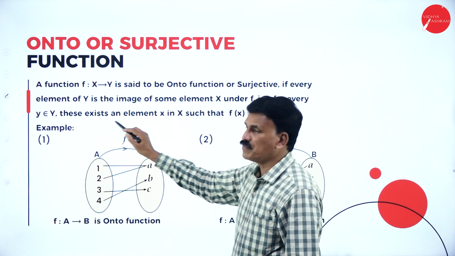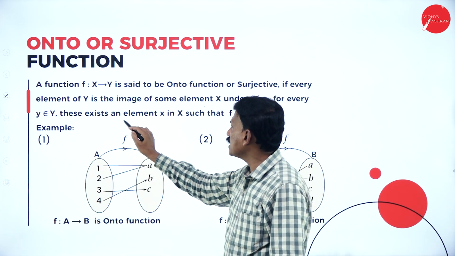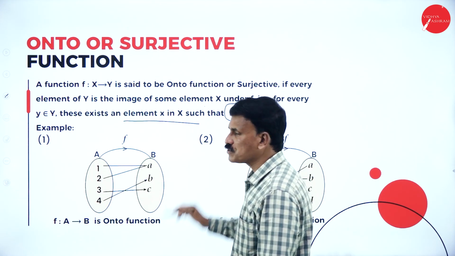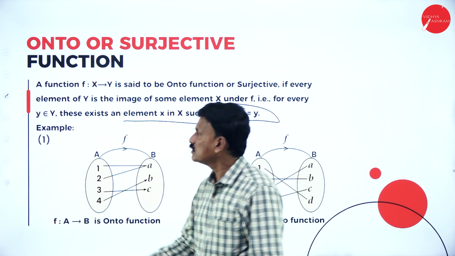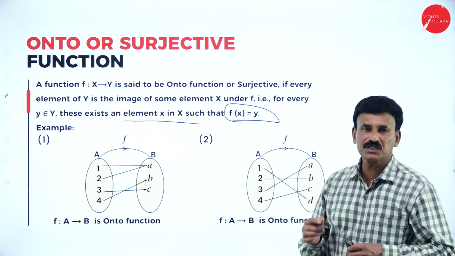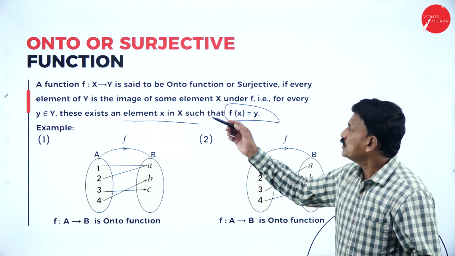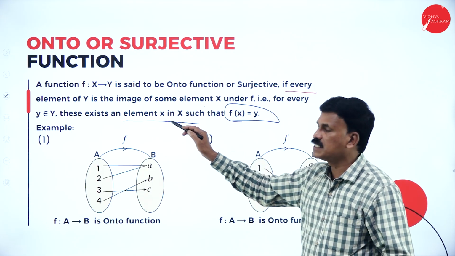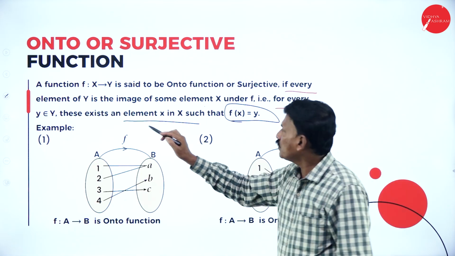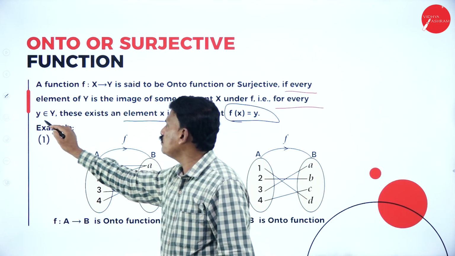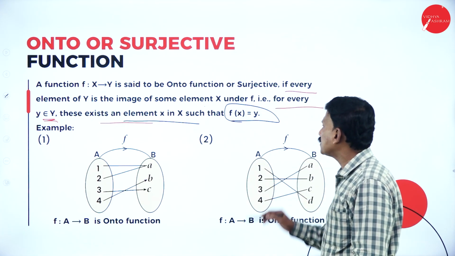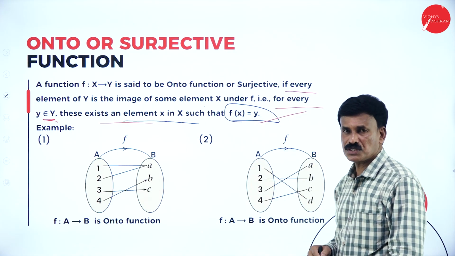That is, for every y belongs to Y, there exists an element x in X such that f(x) is equal to y. Very important condition. That is, a function f from X to Y is said to be an onto function or surjective function if every element of Y is an image of some element of X under f. That is, for every element y belongs to Y, there exists an element x in X such that f(x) is equal to y.